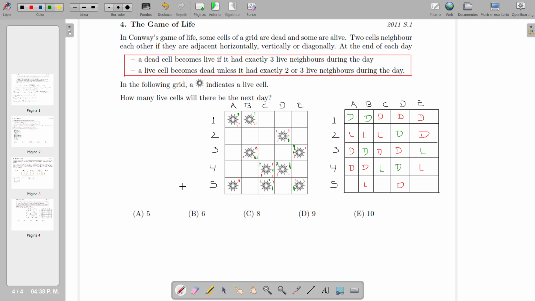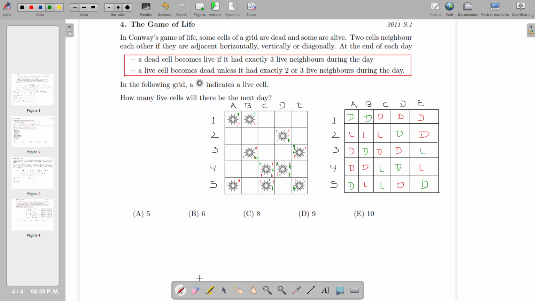On the last line, let's start with A5, which has no neighbors, so this cell will be dead. Cell C5 has 1 and 2 neighbors, and that is enough for this cell to live. And cell E5 has just 1 live neighbor, so this cell will die.